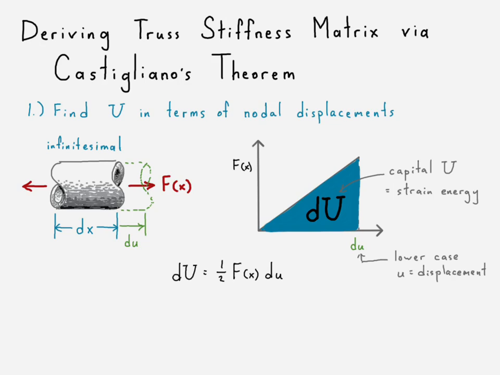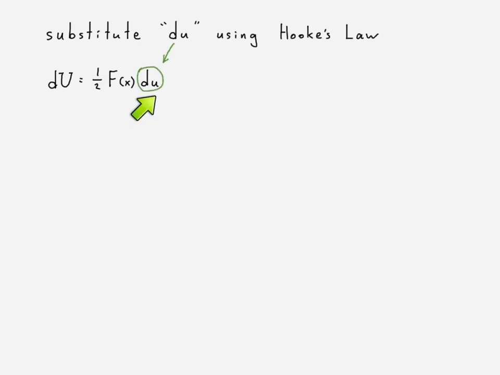All right, so we have this equation here. An infinitesimal amount of strain energy equals 1/2 times the force times the infinitesimal displacement. So we're going to keep moving through this, and we're going to substitute that infinitesimal displacement using Hooke's law. Remember, we have to get this in terms of our nodal displacements in order to do anything with it, in order to apply Castigliano's theorem.